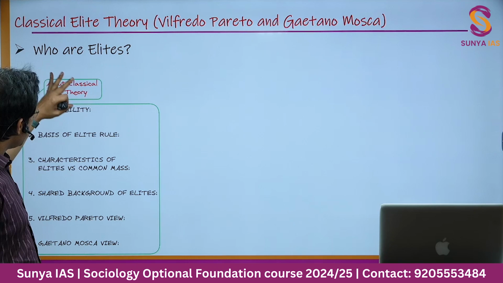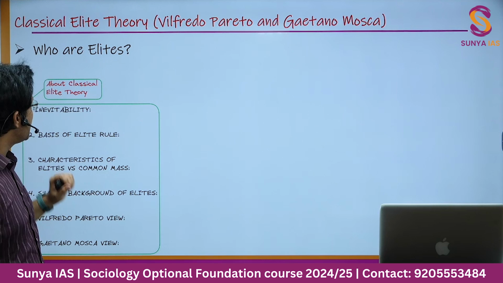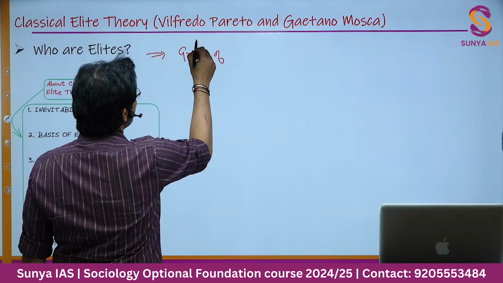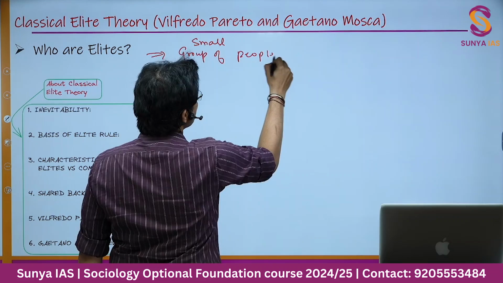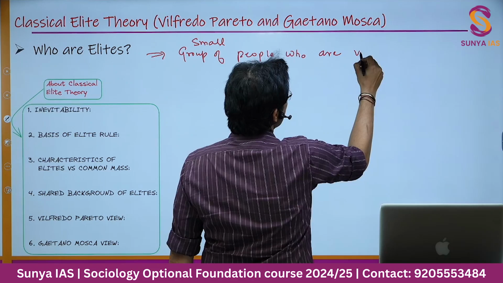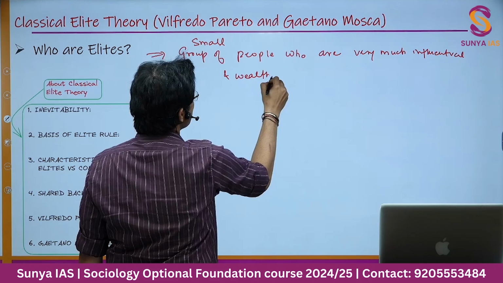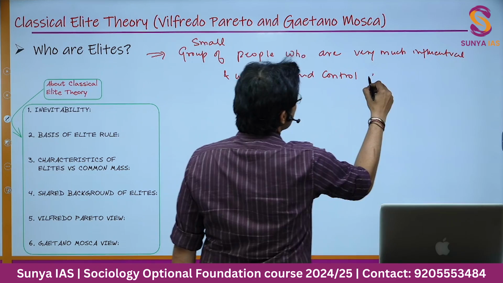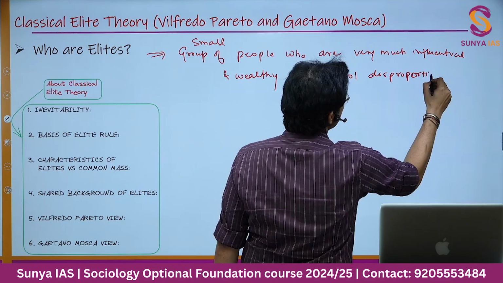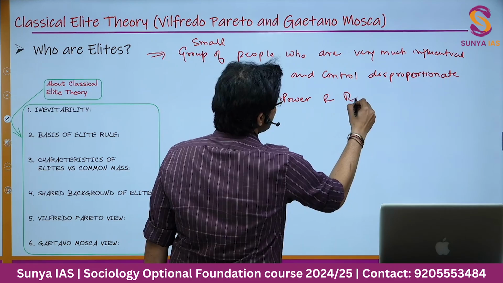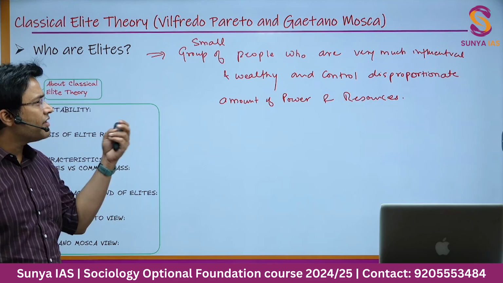So before I look into the different features of this classical elite theory, I just want to tell you in a very simple language, who are elites? So elites are basically a small group of people who are very much influential and wealthy and control a disproportionate amount of power and resources. Okay?